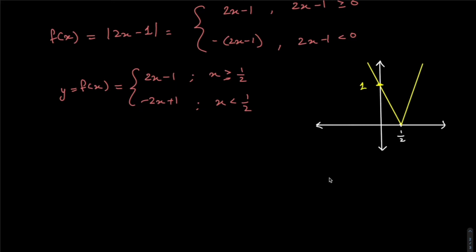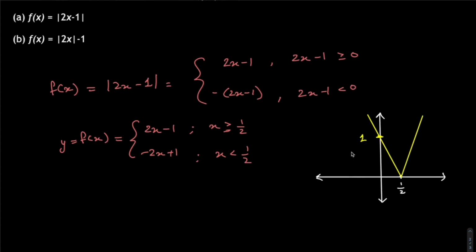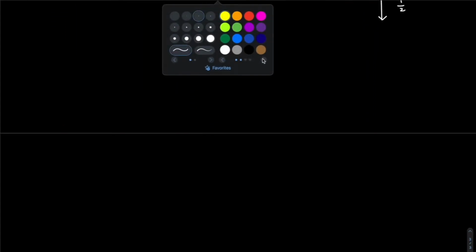Okay, so let's look at the second part of it now. We have modulus of 2x and then minus 1. In this case, this is slightly different. It's not going to be the same as this. So let's break this apart as well. I'm going to go to the next page, and I'll change the color while we're at it. So I'll take mint.